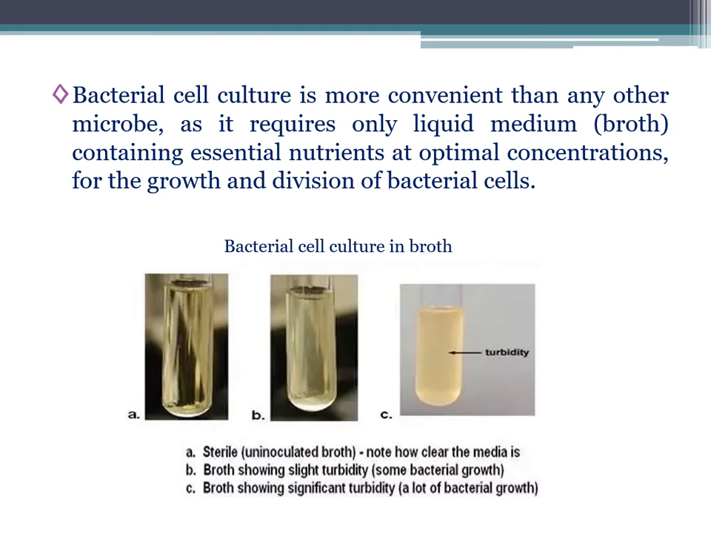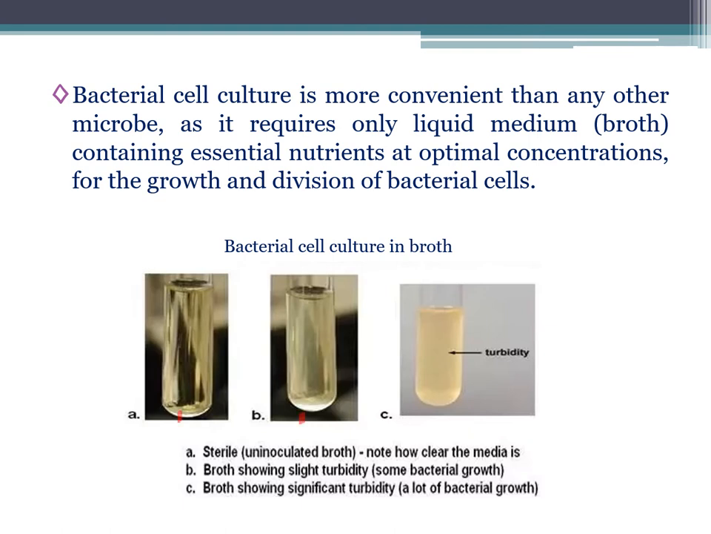Bacterial cell culture is more convenient than any other microbe as it requires only liquid medium or broth containing essential nutrients at optimal concentrations for the growth and division of bacterial cells. In this picture, we can see that the first tube consists of broth. This is sterile broth, that is, it is a clear medium. No growth is visible.